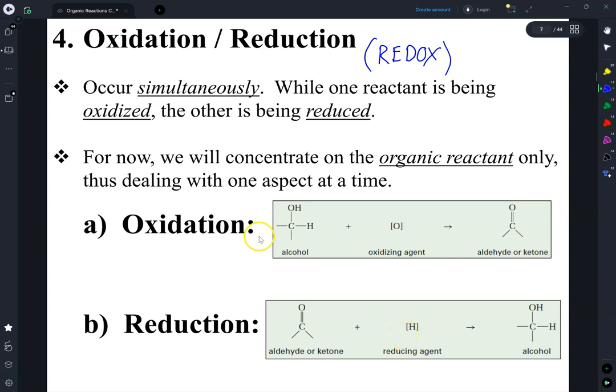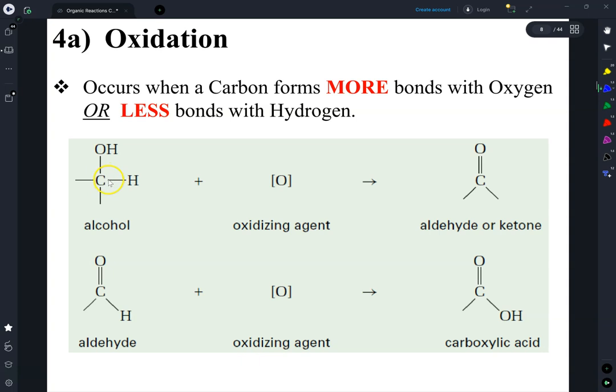We will be using a different definition for redox reactions when we get to the electrochemistry unit. But for now, if the carbon atom forms more bonds with oxygen or less bonds with hydrogen, then we say that the organic molecule has been oxidized. So in this situation, we only have one bond with O and one bond with H to this carbon. But after the oxidation process, we now have two bonds with oxygen and no bonds with H on this carbon. The same goes with this example. Two bonds with O, one bond with H.